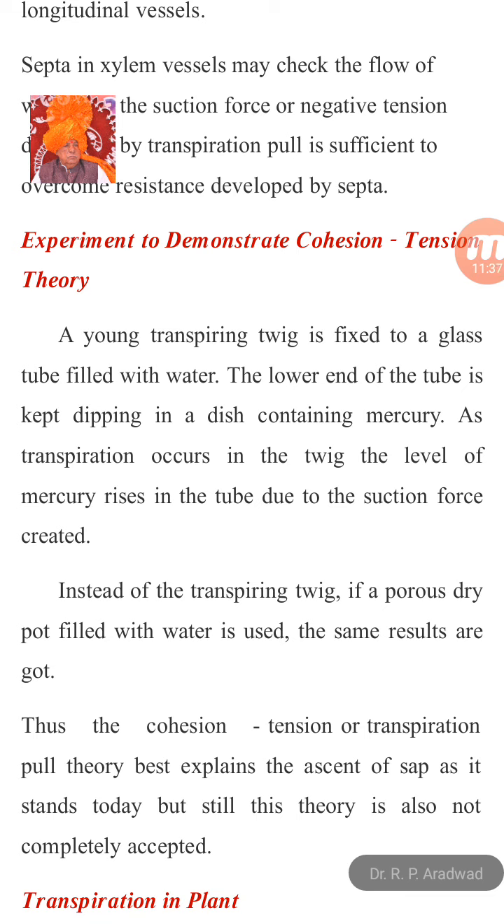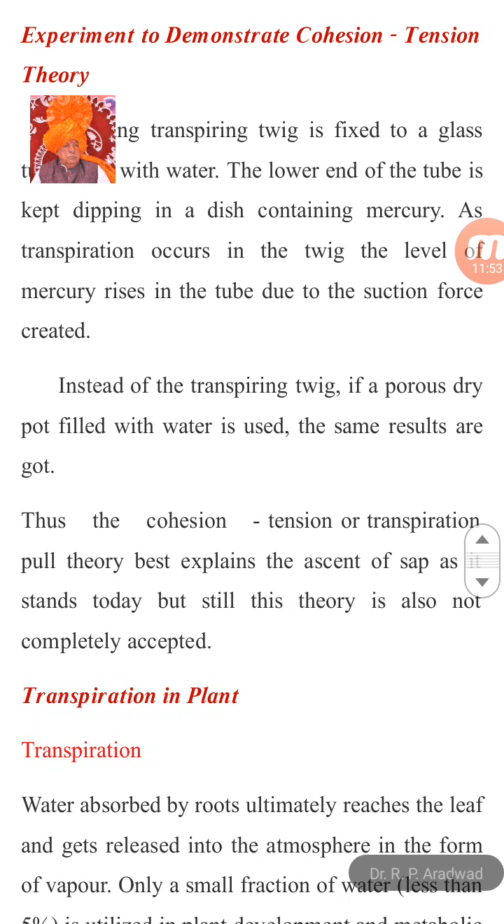As transpiration occurs in the twig, the level of mercury rises in the tube due to the suction force created. In this way, the transpiration pull is shown to be correct. If instead of a transpiring twig, a porous dry pot filled with water is used, the same results are obtained.